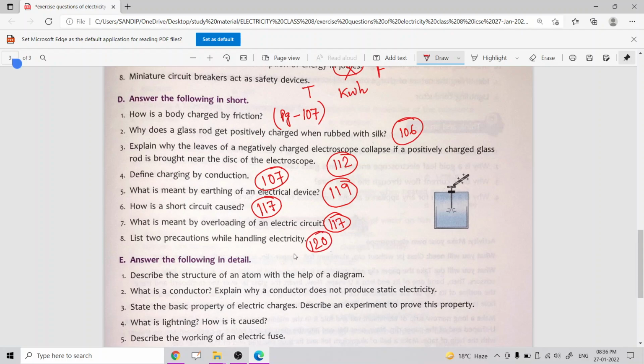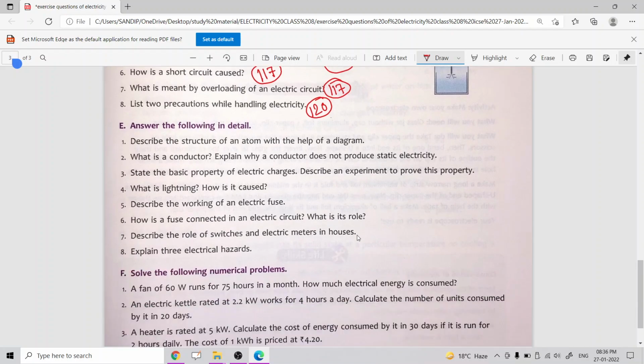All of you know the different types of precautions that we have to take while handling electricity. So I just move forward. The next one is: answer the following in detail. The first one is: describe the structure of an atom with the help of a diagram. You get this answer from page 104. Already it is discussed in your class.